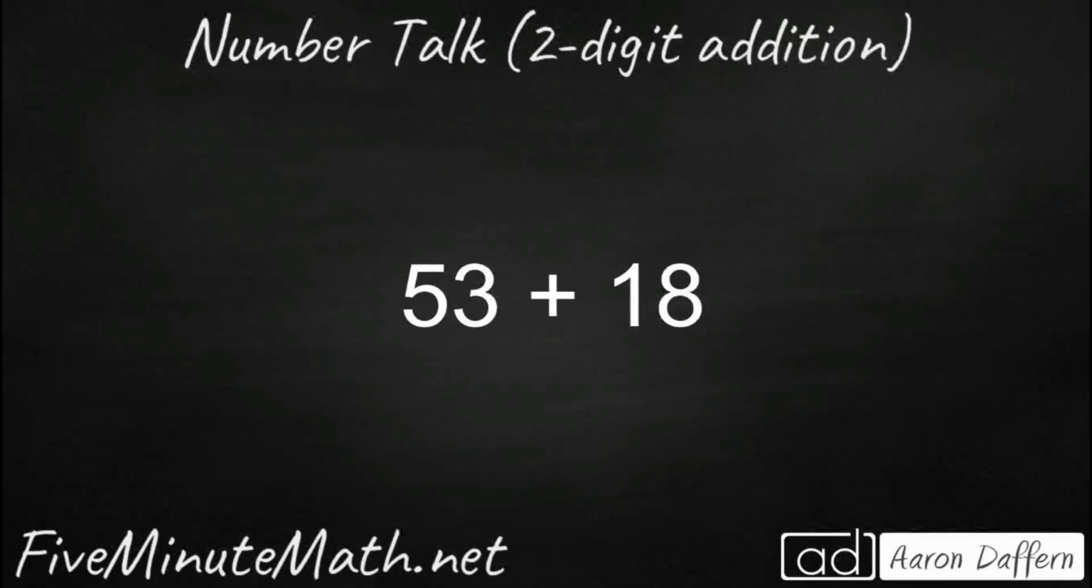Today we are looking at the expression 53 plus 18. What we do in a number talk is we use mental math. That means no paper, no pencil, to try to solve an expression, and then we come back together and look at all the different ways we could have figured it out. So before we go any further, let's go ahead and do that. Pause the video, work out 53 plus 18 in your head. When you have your answer, unpause the video, and we'll look at all of our different strategies together.